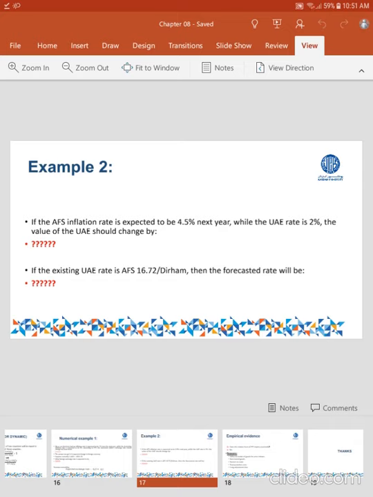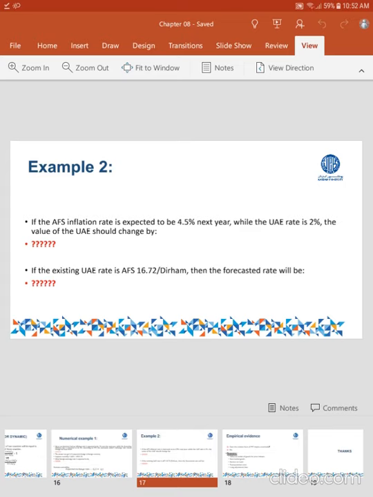We have Fs as our local currency and it is expected that the inflation rate of Fs will be 4.5% next year. While the UAE, whose official currency is dirham, their inflation rate is expected to be 2% for the next year. And the existing spot rate or the current exchange rate is 1 dirham is equal to 16.20 Fs. So we are actually required to calculate the forecasted rate or the future spot rate or the forward rate.